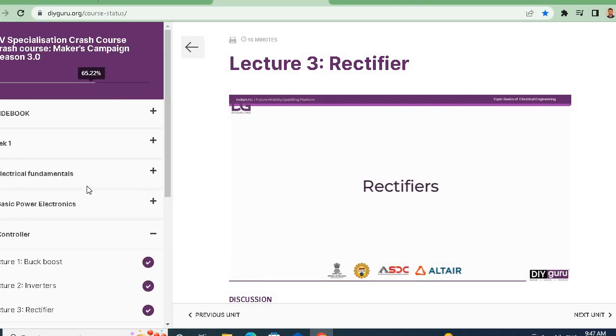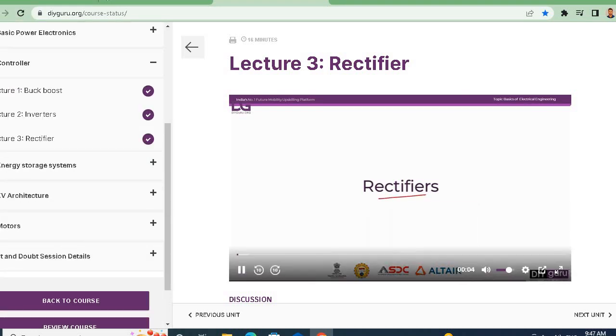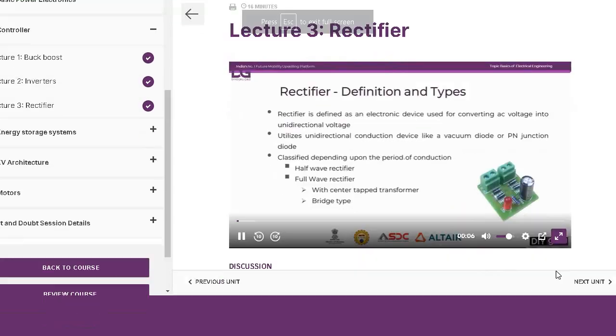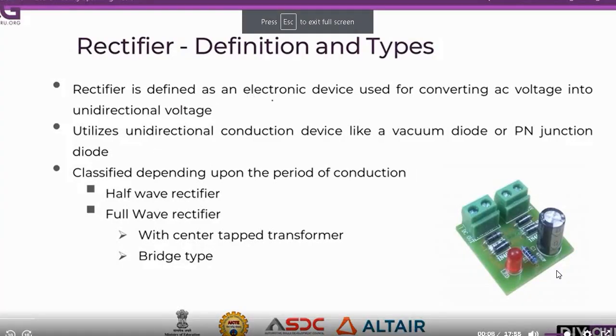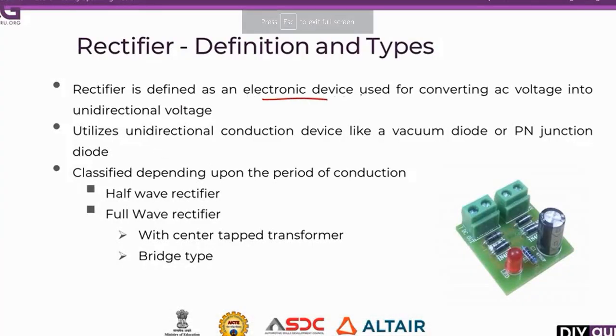Hello friends, in this session we are going to see about rectifiers. A rectifier is nothing but an electronic device which converts alternating voltage into unidirectional voltage. As we already know, alternating voltage has both positive as well as negative values. This is converted into a unidirectional value, that is called DC. The device which converts it is nothing but the rectifier.